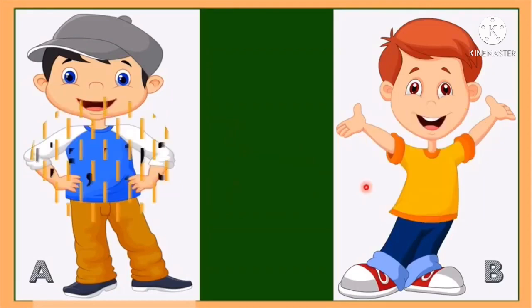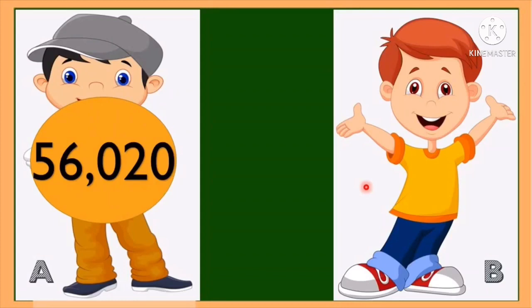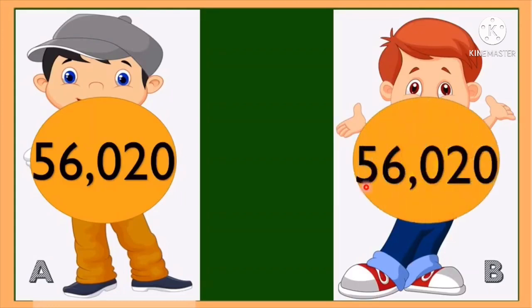Okay, next. Oh, it's getting bigger now. Boy A has 56,020. Alright, how about for boy B?